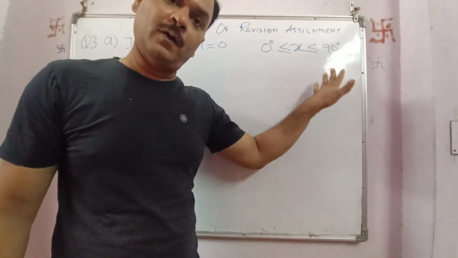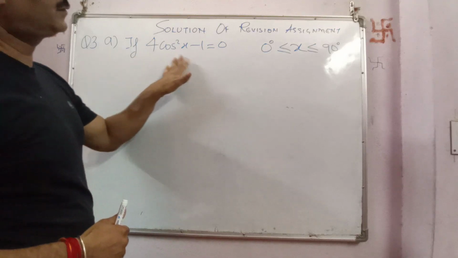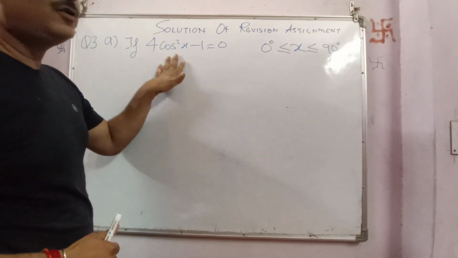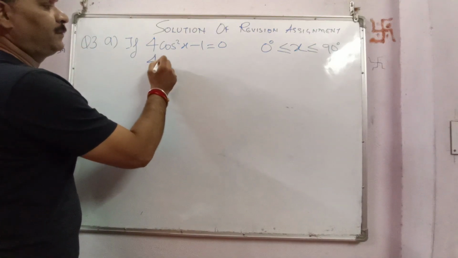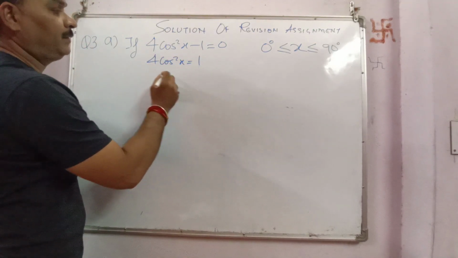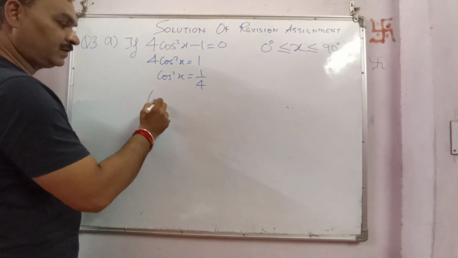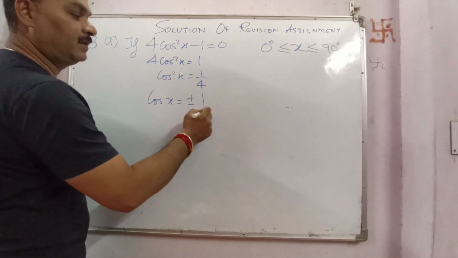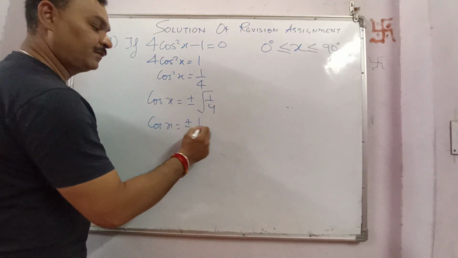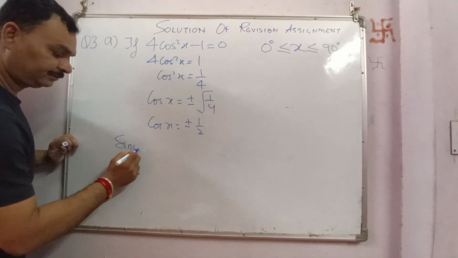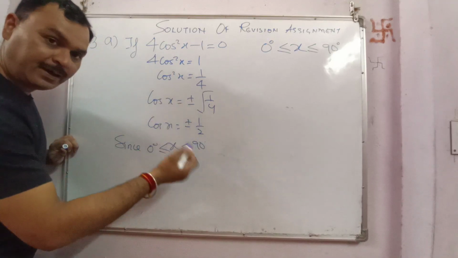Now if an angle lies in the first quadrant, then the trigonometric ratio of that angle is always positive. So what they want to say is that if 4 cos square x minus 1 is equal to 0, the value of cos x will always be positive. So you can easily say that 4 cos square x is equal to 1, cos square x is equal to 1 by 4. Taking square root on both the sides, cos x is equal to plus minus under root 1 by 4, or cos x is equal to plus minus 1 by 2.